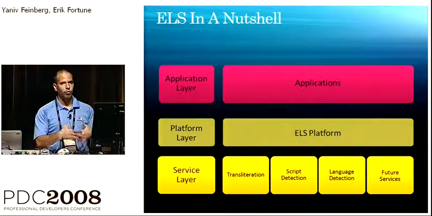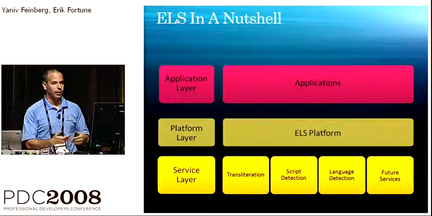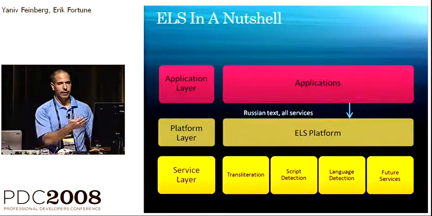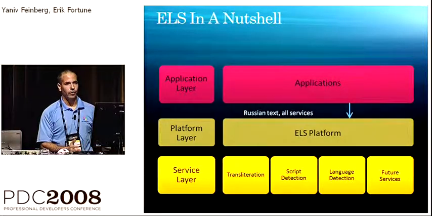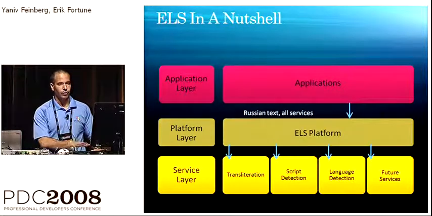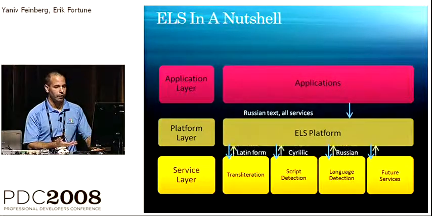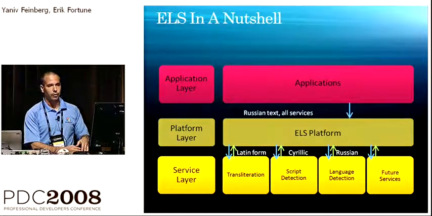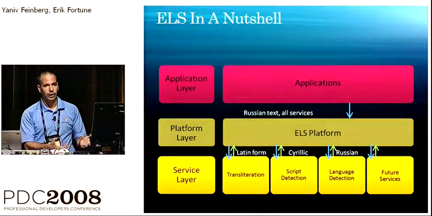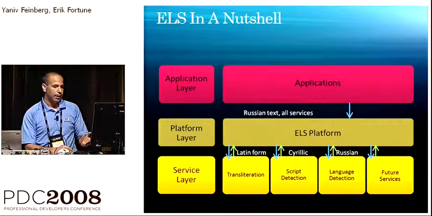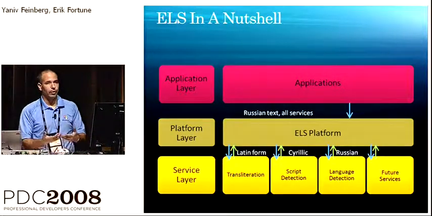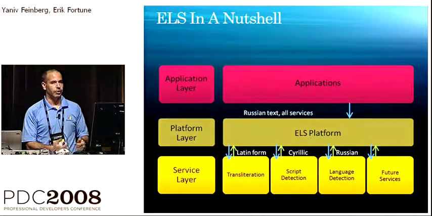So if I go through a flowchart of how this happens, basically the application passes some text after enumeration. In this example, we'll say, here's a Russian text, send it to all the services. The platform then takes that text and sends it to every service, and then each service returns results back. So for example, the first one will say, this is a Latin form of Russian text. This script is Cyrillic, and the language that I detected is Russian. And then, of course, in the future services will do some more things. Or if you provide services to this platform, then it will do whatever you tell it to do.